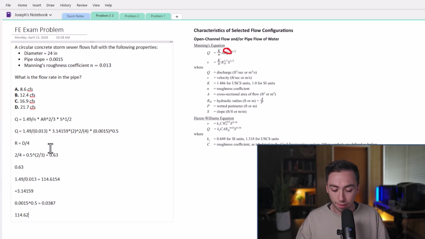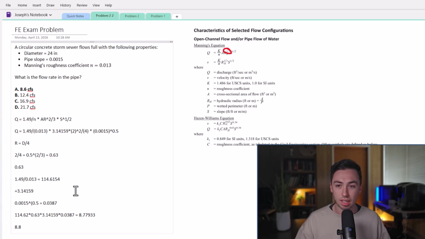So 114.62, we'll just round there. That won't affect our answer too much. Times 0.63, times our area, which was just 3.14159, times 0.0387. And we end up with, okay, we get 8.777. So we round that to about 8.8. Whoops. And so we will be choosing answer A, 8.6 CFS for the flow rate in the pipe.